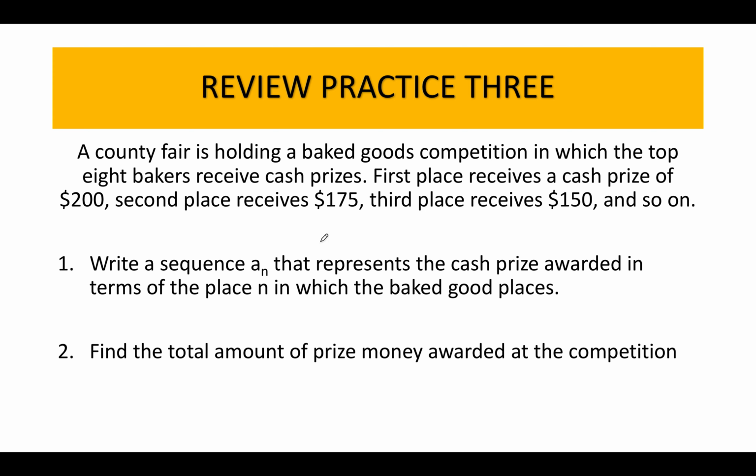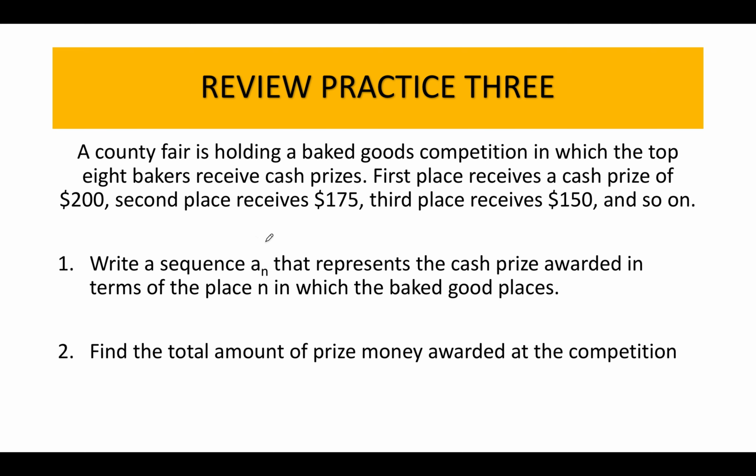A county fair is holding a baked goods competition in which the top 8 bakers receive cash prizes. First place receives a cash prize of 200, then 175, then 150, and so on. Write a sequence A of n that represents the cash prize awarded in terms of the place in which the baked good places. That's a typo there. In terms of the place n in which the baked good places. If that makes any sense, yes.